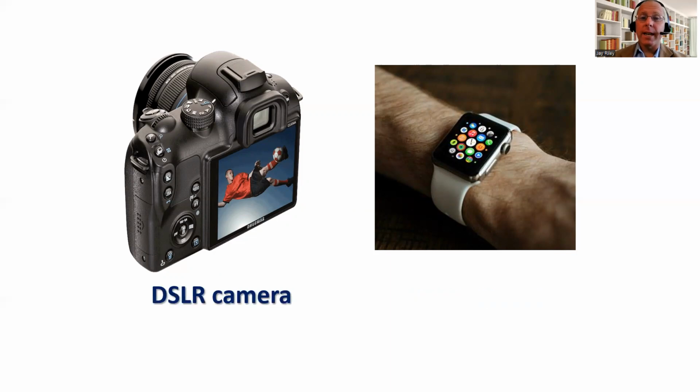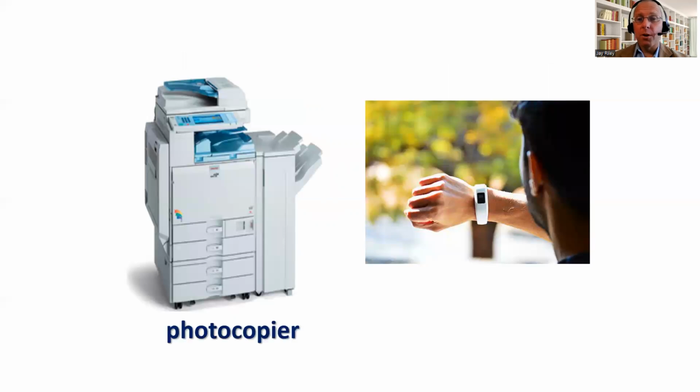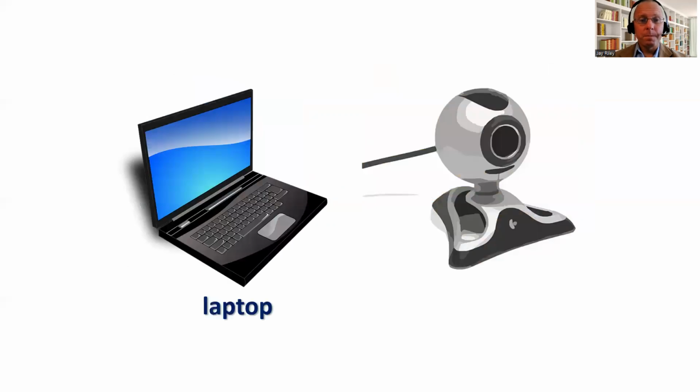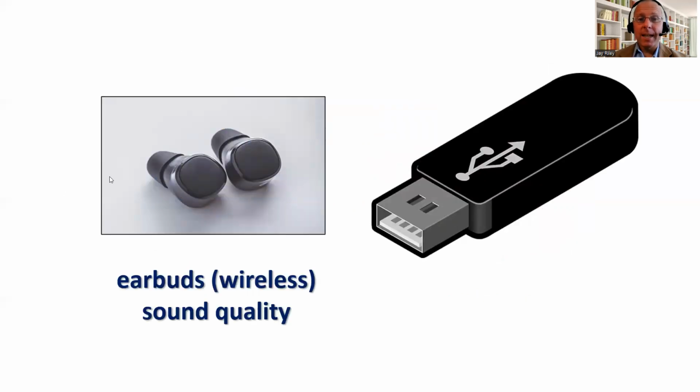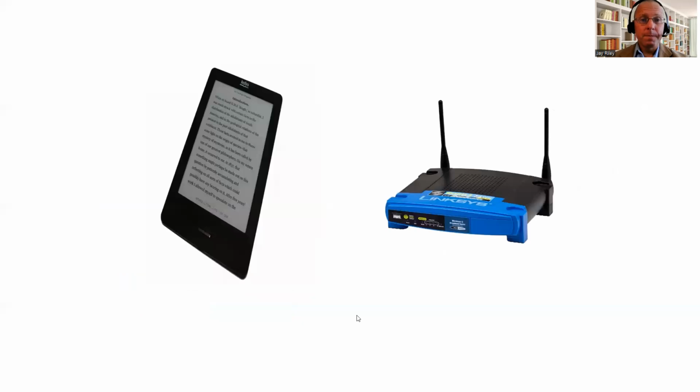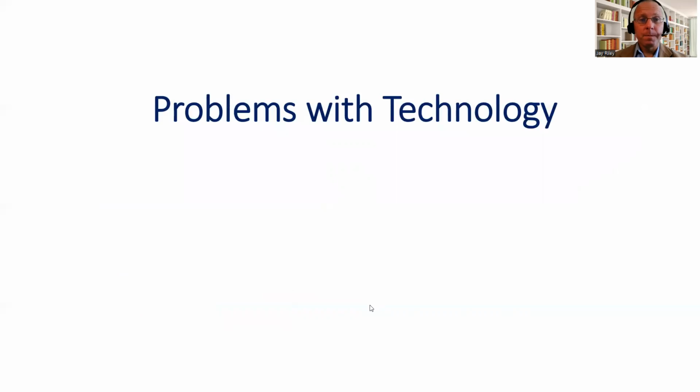This is a DSLR camera and a smartwatch, a photocopier, and a fitness tracker or Fitbit, a laptop, a webcam, earbuds, and these are wireless earbuds. If you get good earbuds, you'll have excellent sound quality. This is a memory stick or a USB stick, an e-reader, and a wireless router.